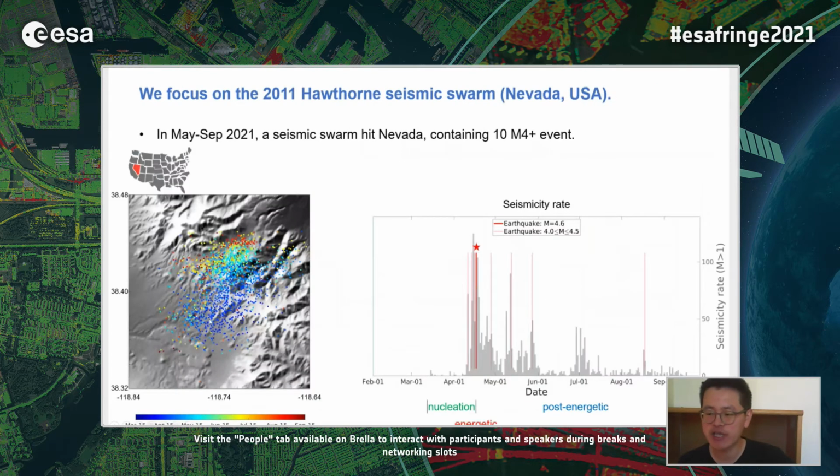The test case introduced here is a seismic swarm in Hawthorne, Nevada in 2011. This 2011 seismic swarm lasted from March to September, migrated from south to north, and contained 10 magnitude 4+ events. We identified three stages with respect to the time when the most energetic event, magnitude 4.6, occurred. A nucleation phase before the magnitude 4.6, from March 15th to April 17th, the most energetic phase spanning the magnitude 4.6 event, and the post-energetic phase until the end of September.